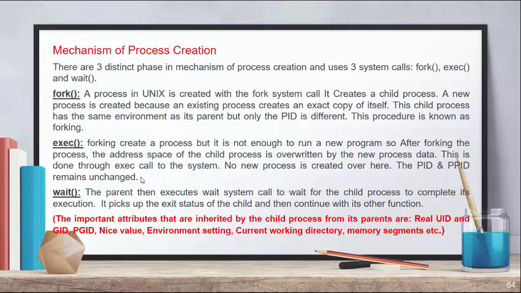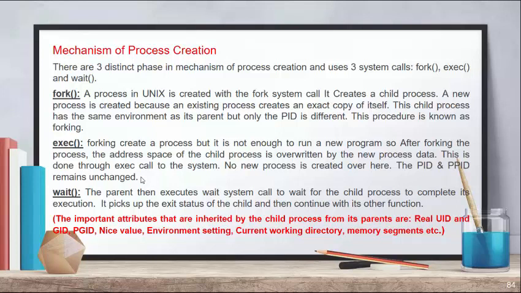Now there are two important attributes that are inherited by the child process from the parent. That is the UID, meaning user ID, GID meaning group ID, parent group ID. Yes, these four: group ID, parent group ID and user ID. So these attributes are inherited by the child process from its parent.